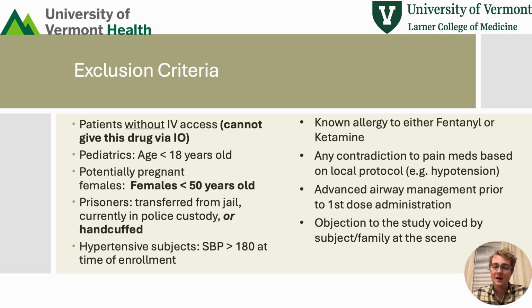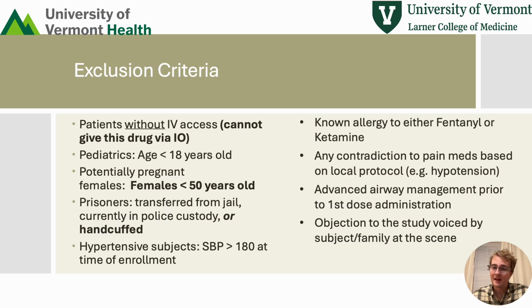If the patient is a pediatric, so under 18 years old, they cannot be enrolled in the study. If you have a potentially pregnant patient, so for this study that's defined as females less than 50 years old, the FDA has said that ketamine has an unknown pregnancy class because it's never been researched, and they said that due to that, we could not enroll any person who could potentially be pregnant.